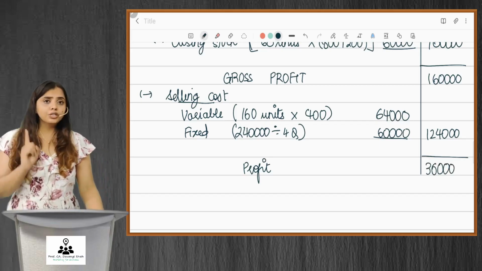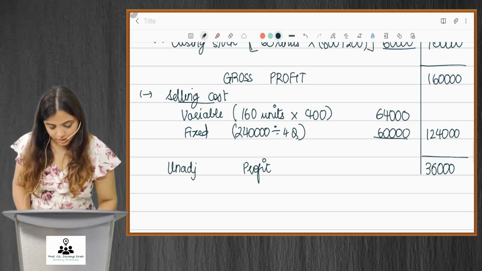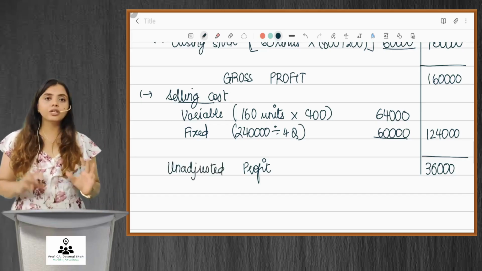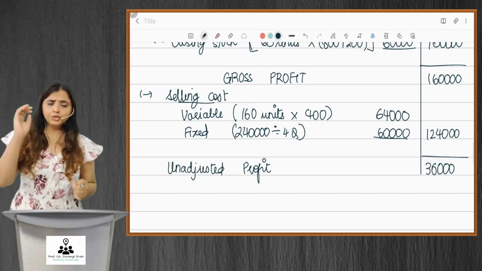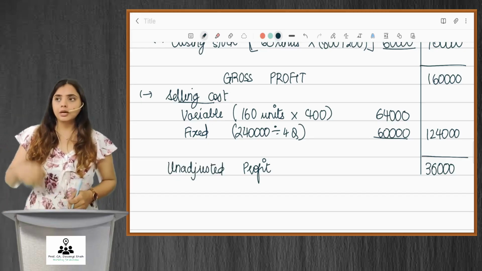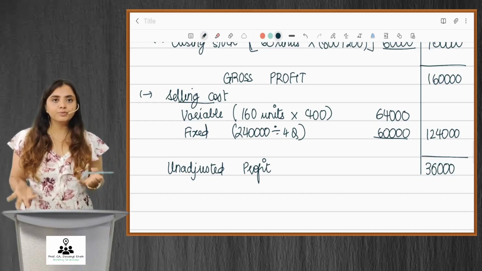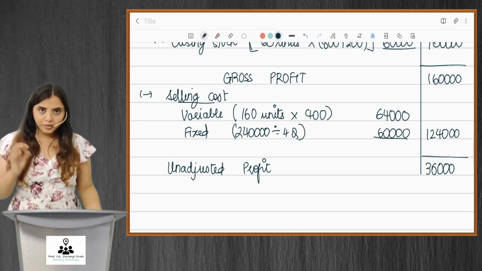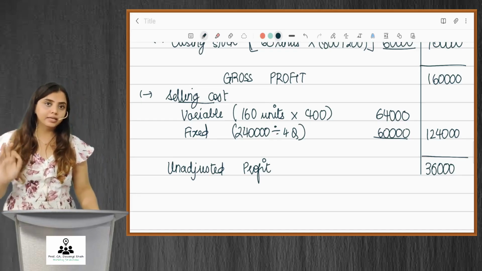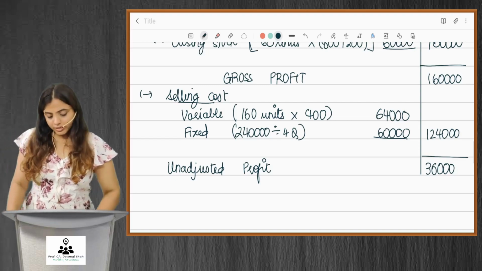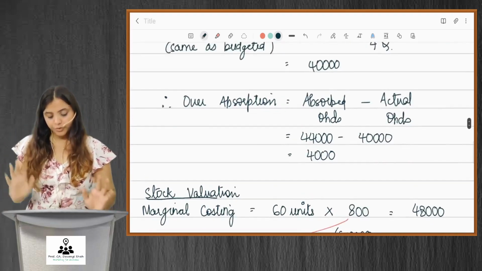But then this is not your final profit, friends. We will call this unadjusted profit. And we are going to adjust the under or over absorption here. Okay? Do you remember the absorption costing procedure? We calculate the absorbed amount, we compare it with actual, and then the under or over absorption is to be treated. Here we are going to use a technique of transferring it to costing P&L and adjusting it. So there is over absorption, we already know. There is over absorption of 4,000.